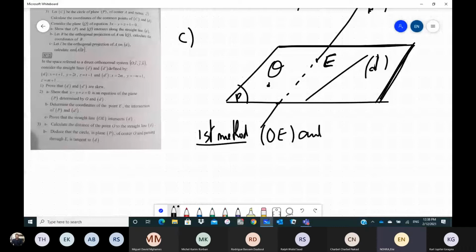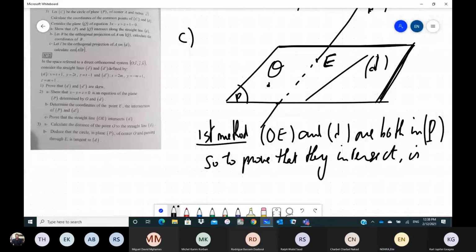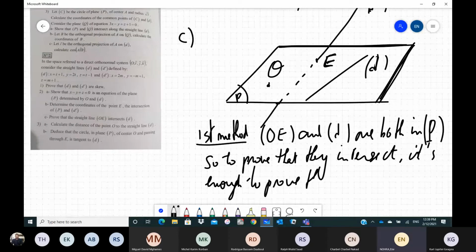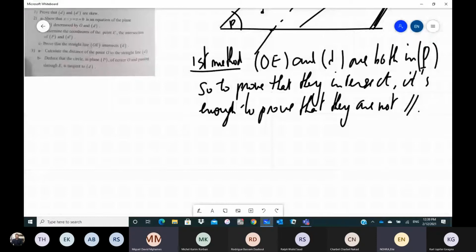OE and D are both parallel to plane P, right? Right. So parallel, 100%. To prove that they intersect, it's enough to prove what? As Hala Daboul said, that they are not parallel. As simple as that. Did everyone understand?